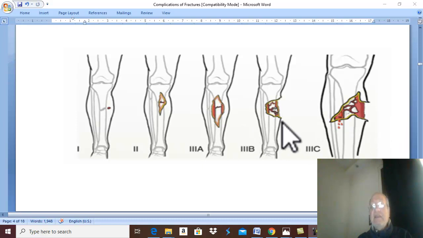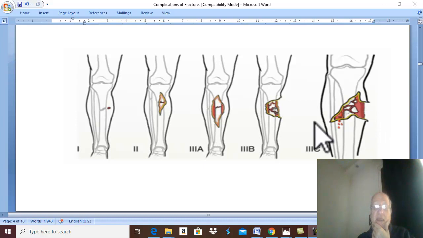Gustilo grade 3 is subdivided into 3A, 3B, and 3C. In all grade 3, there is marked tissue damage and high contamination of the wound, and the wound is usually more than 10 centimeters. These are the general features of grade 3: high contamination, more than 10 centimeters, marked tissue damage, and the bone is comminuted.